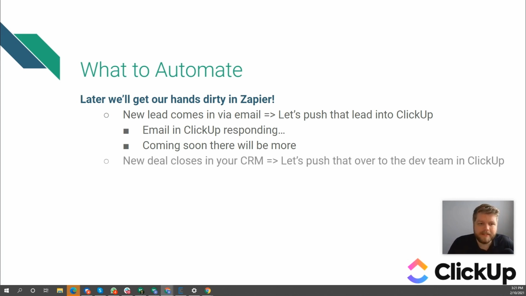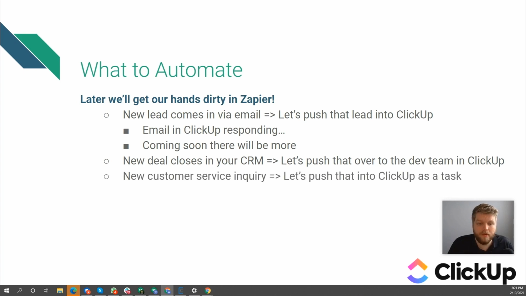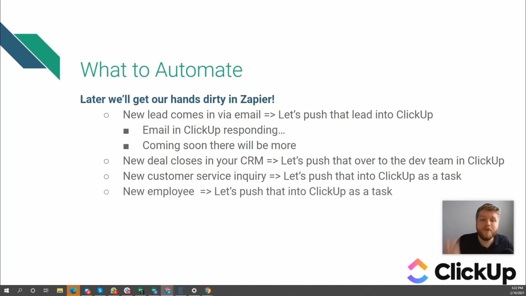Okay. All right, let's dive in here. A new deal closes in your CRM. We're going to push that over into ClickUp to become a new project that your dev team takes on. Then we're also going to show you about that new customer service inquiry. So let's say that there's a bug request. We're going to push that bug request into ClickUp. There you go. A new employee. Let's push that into ClickUp. So a new employee comes into Bamboo HR, comes into a spreadsheet where you're tracking those new employees from their applicant stage. We're going to push that into ClickUp as a task as well. So obviously, ClickUp has those views and the tasks and the lists. We're going to show you how all of that connects together. And that's coming later in our presentation.